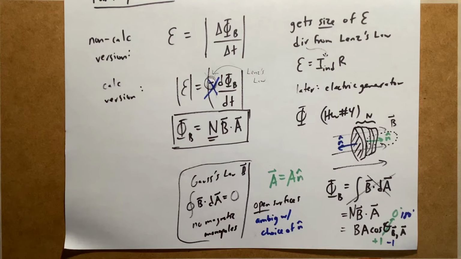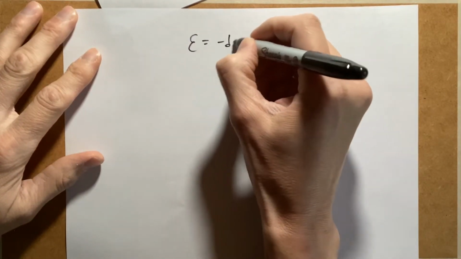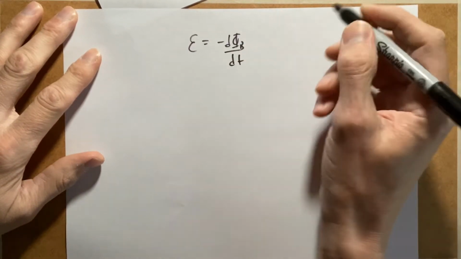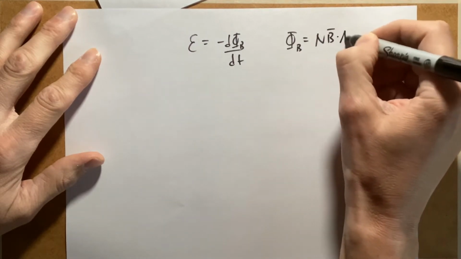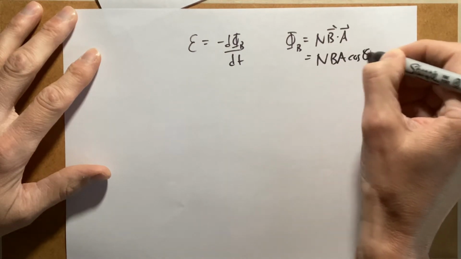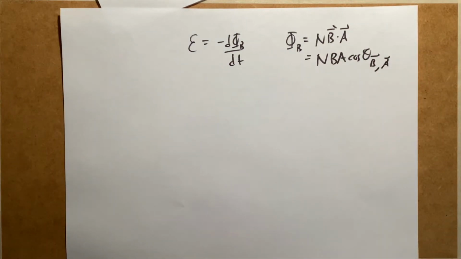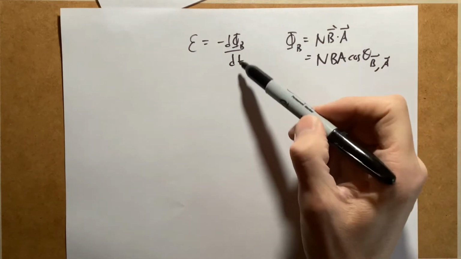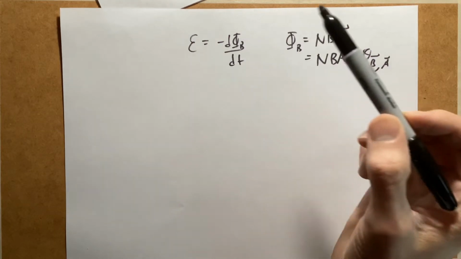That was kind of just a little bit of a summary of flux. So here is the formula for Faraday's law, and the flux calculation is going to be N B dot A, or if you want to write it out, N B A cosine of the angle between B and A. And so let me point out all the different options. As long as something in the flux is changing with time, you'll get an EMF. There's many ways to do this.